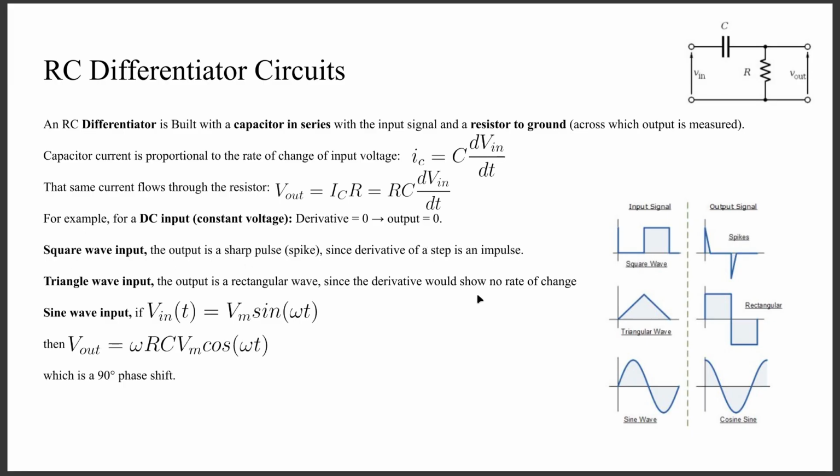For a square wave input, the output is a sharp pulse, since the derivative of a step is an impulse. For a triangle wave input, the output is a rectangular wave, since the input has a constant rate of change. Sine wave input: if Vin is equal to Vm sine omega t, then Vout would be omega RC Vm cos omega t, which is a 90-degree phase shift.